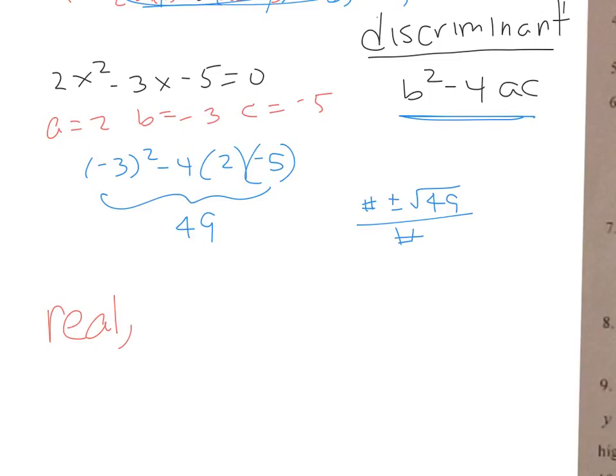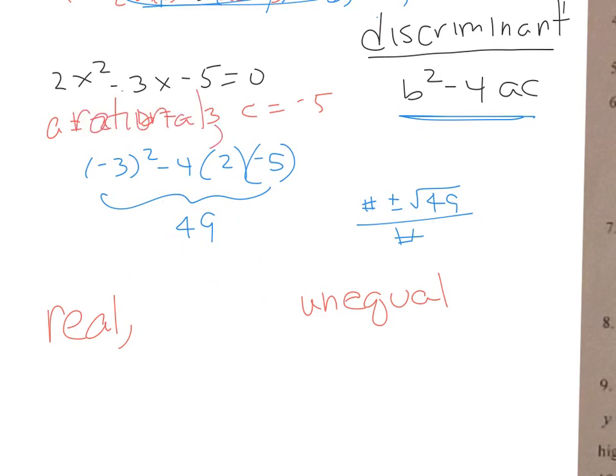Now you're going to say to yourself, is it rational or irrational? If you can take the square root of this number, then that's a rational number. The square root of 49 is 7. And will they be equal or unequal? So remember, I just said you could take the square root of 49. It's 7. So think about it. You have a number plus 7, a number minus 7. You're going to get two different numbers. Those are going to be unequal. So my roots are real, rational, and they are unequal.